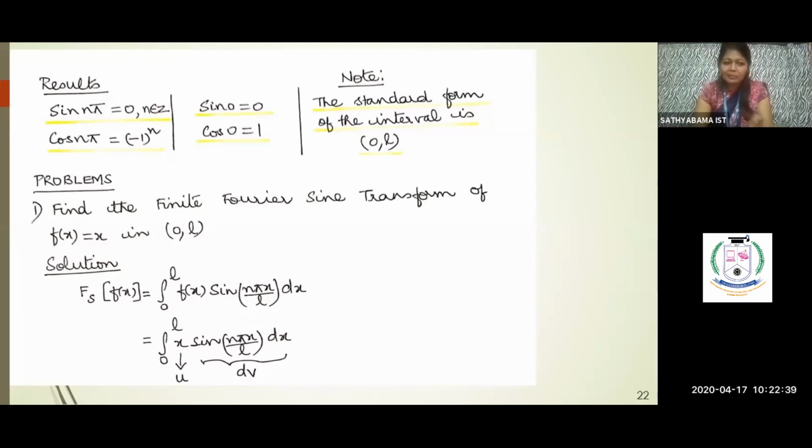So in the first problem, you're asked to simply find finite Fourier sine transform of f of x equal to x. So the function is given. What is the function? x. And where is it defined? 0, L. So L is L only. And you're asked to find only finite Fourier sine transform. So in the solution, I've written the formula first. Fs of f of x, that is finite Fourier sine transform of f of x is equal to, what is the formula? Integral 0 to L f of x into sine n pi x by L dx.